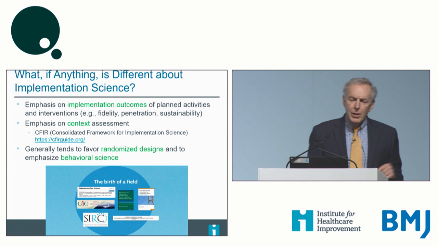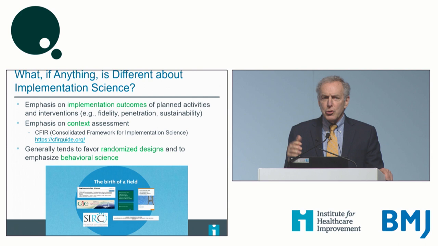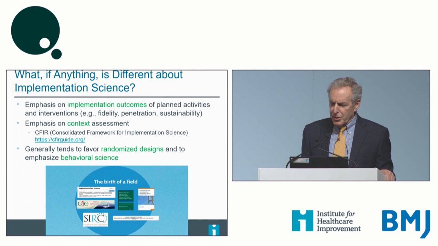Implementation scientists usually favor randomized designs. We'll talk a little bit about that. And they're really strong on behavioral science. Now, we talk about psychology of change, one of the lenses of Deming's profound knowledge, but we're not generally using, in my opinion, behavioral science and behavioral economics the way it's evolved in recent years.